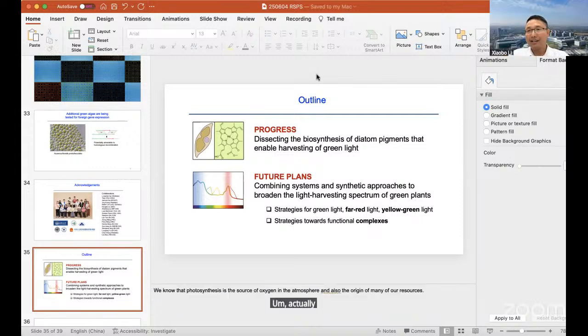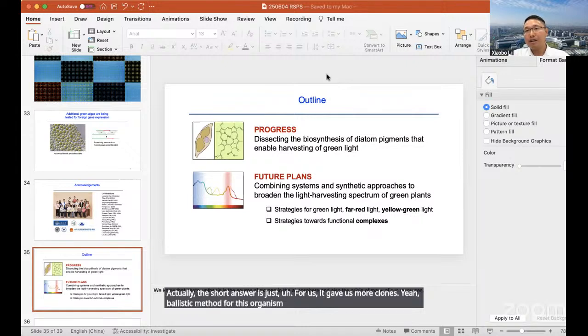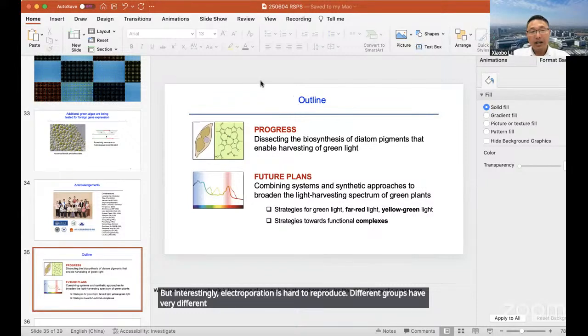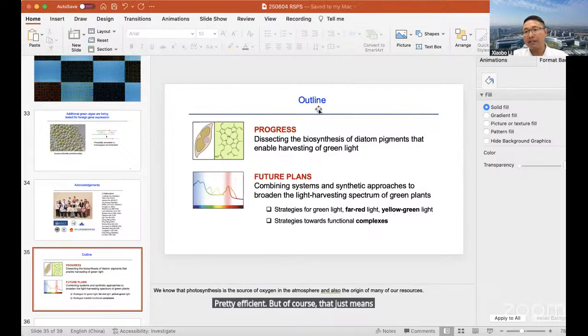Actually, the short answer is just for us, it gives us more clones. Biolistic is the classic method for this organism. And for some groups, they can do electroporation. But interestingly, the electroporation is hard to reproduce. Different groups have very different efficiencies. And for the bacterial conjugation, we don't need any special equipment. We just need, for example, 10 milliliters of culture. We can get 1,000 clones. Actually, that's pretty efficient. But of course, that just means the plasmid is in. For whether it's knocked out or not, it depends on the gene. For this gene, we happen to be lucky.